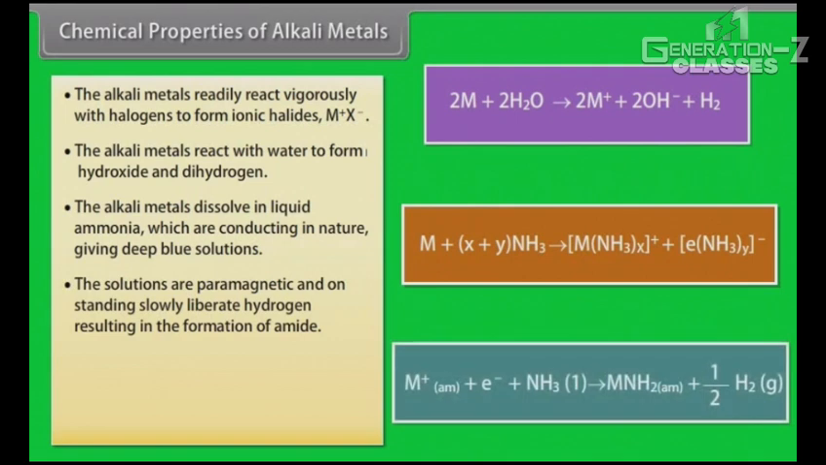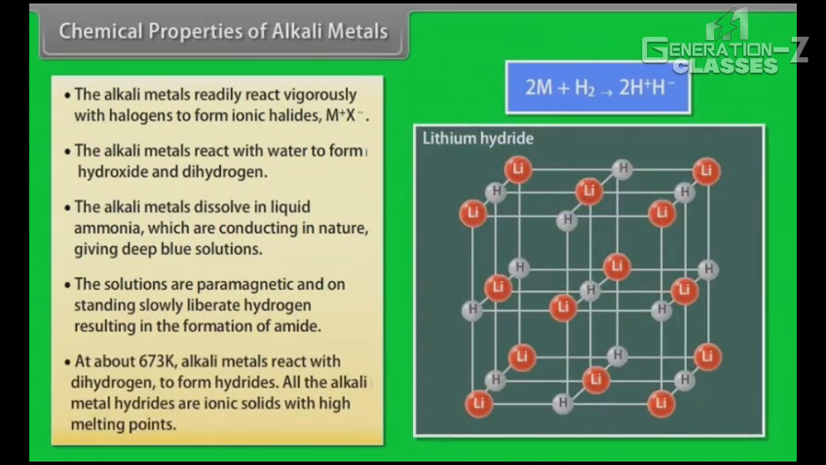The solutions are paramagnetic and on standing slowly liberate hydrogen, resulting in the formation of amide. At about 673 Kelvin, alkali metals react with dihydrogen to form hydrides. All the alkali metal hydrides are ionic solids with high melting points.